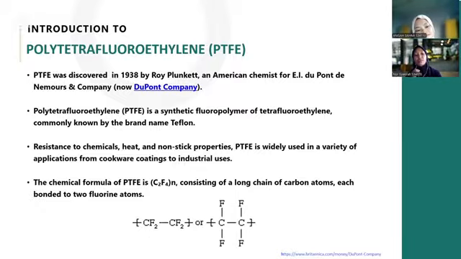So the chemical formula of this polymer is C2F4, where this C2F4 is a monomer for this polymer, consisting of a long chain of carbon atoms, each bonded to two fluorine atoms by this or by this. Okay.